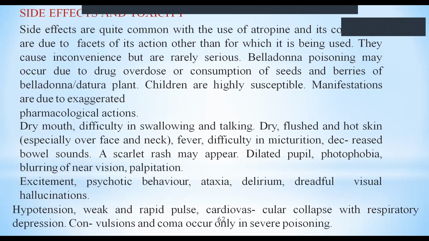So exaggerated pharmacological actions like dry mouth, difficulty in swallowing and talking, and sometimes dry flushed hot skin, especially over the face and neck, also known as atropine fever, and difficulty in micturition and decreased bowel sounds. A scarlet rash may also appear on the face, with dilated pupil, photophobia, blurring of near vision, palpitation, excitation, psychotic behavior, ataxia, delirium, and dreadful visual hallucinations, especially in humans. It also commonly causes toxicity in sheep and goat. Hypotension, weak and rapid pulse, and cardiovascular collapse with respiratory depression are also seen. Convulsions, coma, and death occur only in severe poisoning.